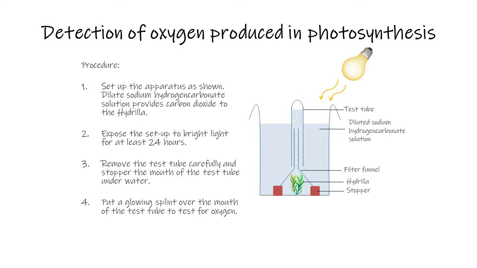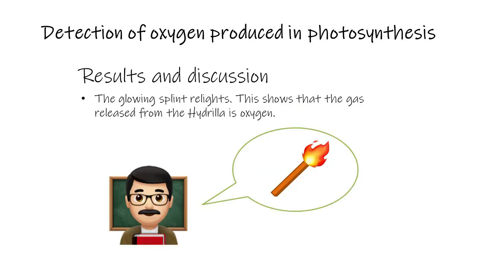Third, remove the test tube carefully and stopper the mouth of the test tube under water. Last, put a glowing splint over the mouth of the test tube to test for oxygen. The glowing splint should relight. This shows the gas released from the hydrilla is oxygen.